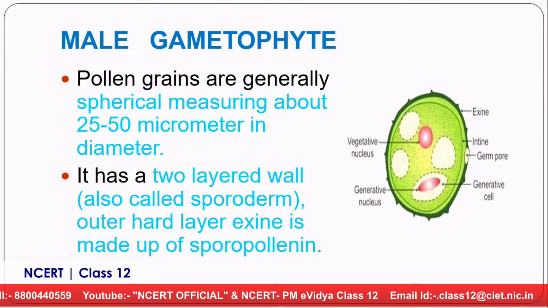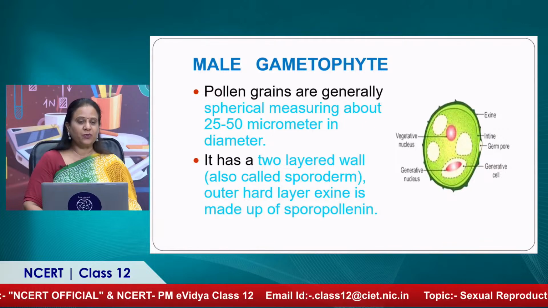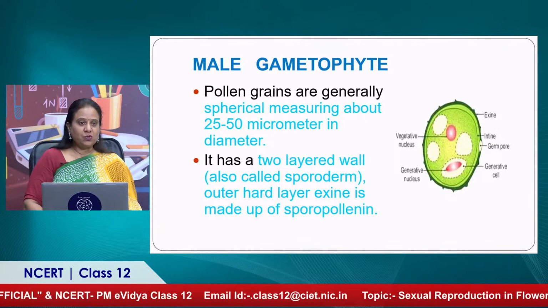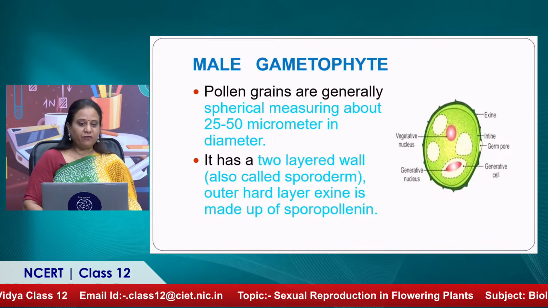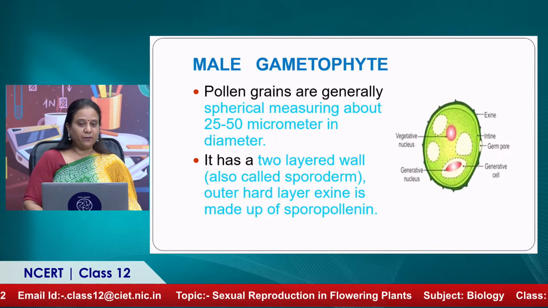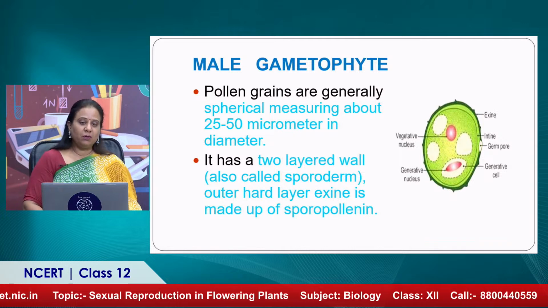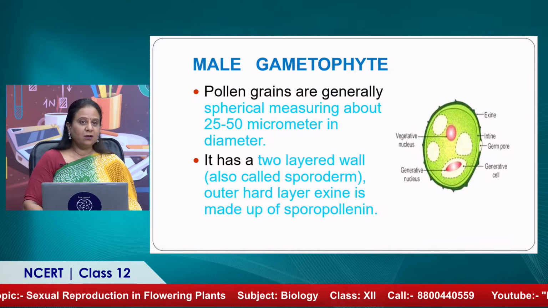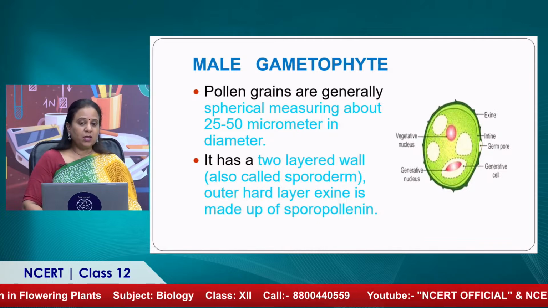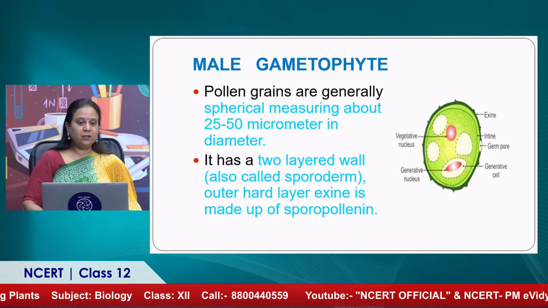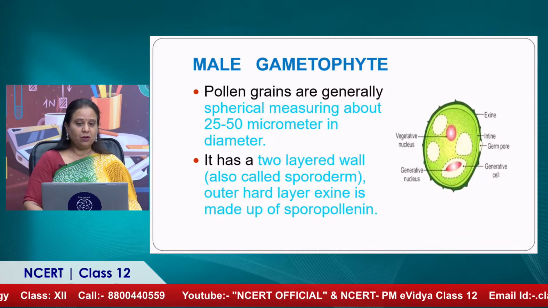The main question is, what are pollen grains, what is their size, and what is their composition. Pollen grains are generally spherical, measuring about 25 to 50 micrometer in diameter. Micrometer means very small, because a micrometer is 10 to the power of minus 6 times a meter. The diameter means their total width is approximately this much.